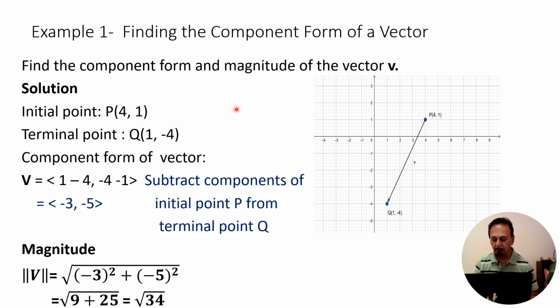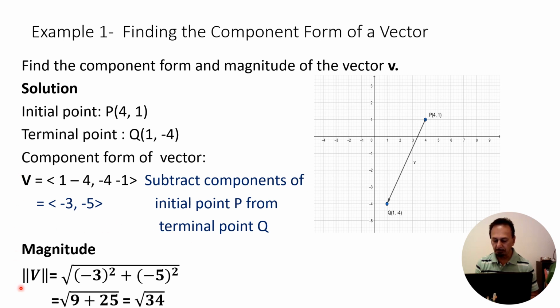Example 1. Find the component form and magnitude of the vector V. Here the initial point is (4, 1) and the terminal point is Q (1, negative 4). So the component form of vector V is angle bracket 1 minus 4, comma, negative 4 minus 1. Simplify, that gives you angle bracket negative 3, comma, negative 5, angle bracket.